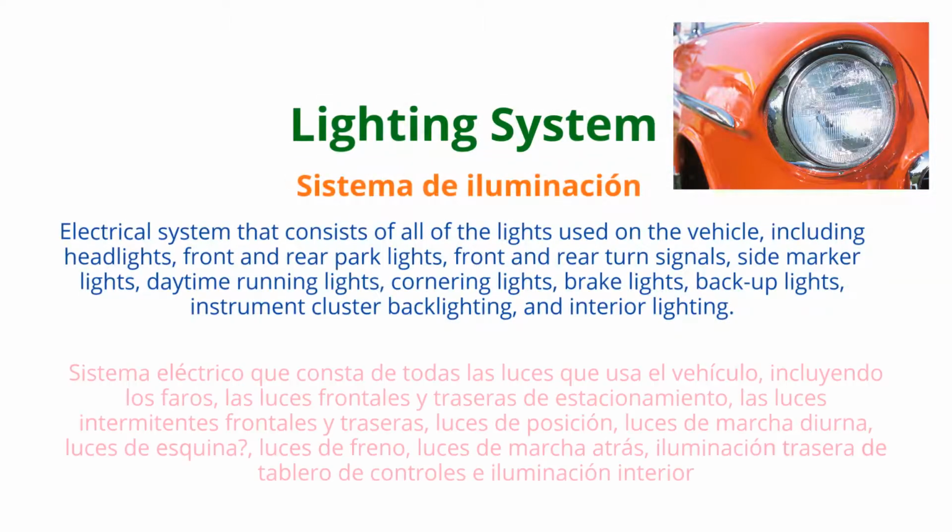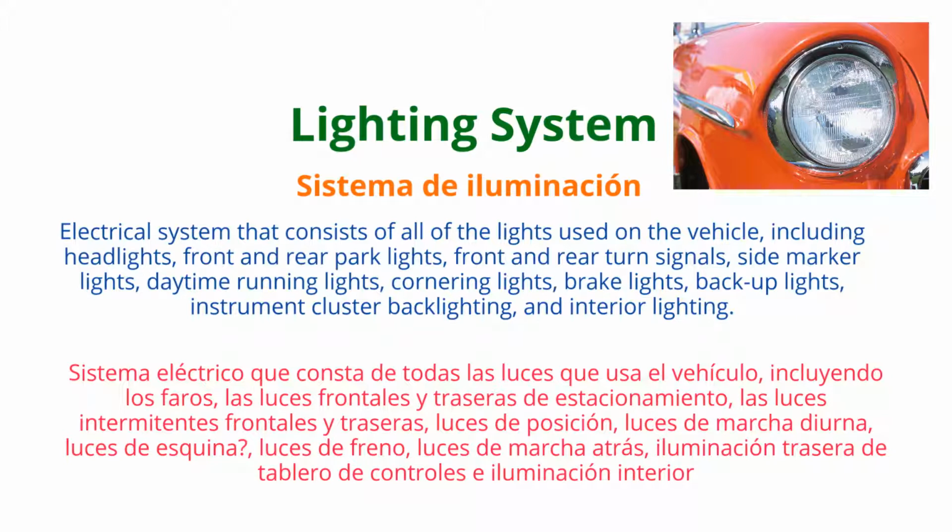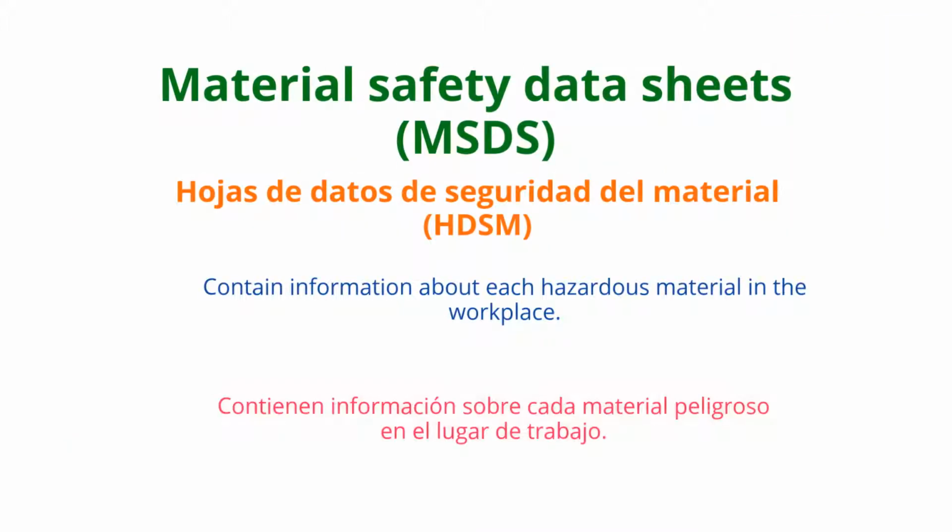Lighting system. An electrical system that consists of all of the lights used on the vehicle, including headlights, front and rear park lights, front and rear turn signals, side marker lights, daytime running lights, cornering lights, brake lights, backup lights, instrument cluster backlighting, and interior lighting. Material Safety Data Sheets, or MSDS. These contain information about each hazardous material in the workplace.